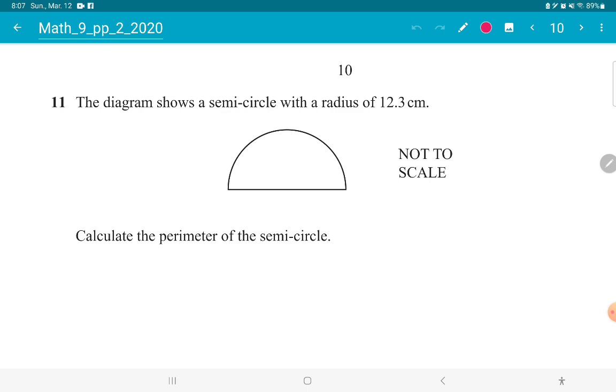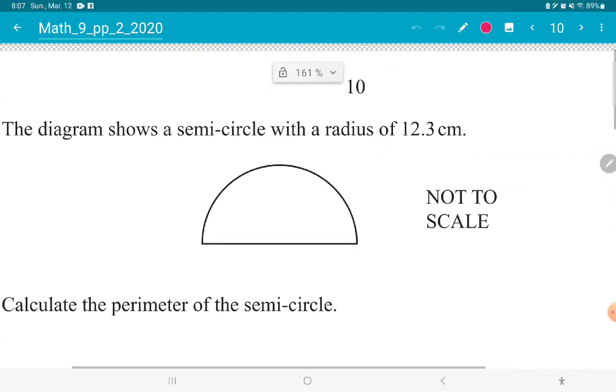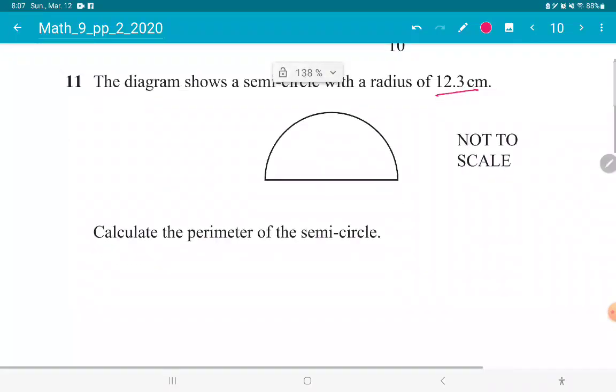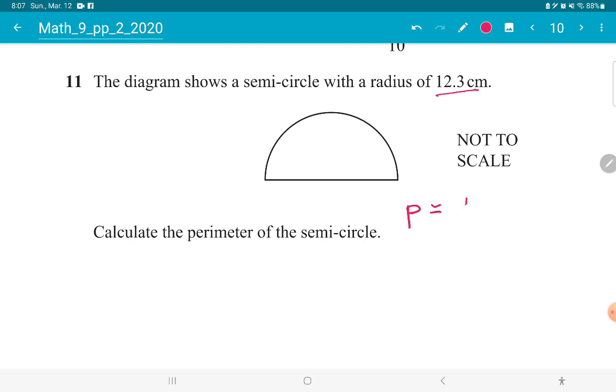Okay, problem number 11. It says the diagram shows a semicircle with a radius of 12.3 centimeters. Not to scale, calculate the perimeter. The perimeter is composed of the diameter plus half of the circumference. So the perimeter equals the diameter plus circumference over 2, half of it. Okay, diameter equals what?